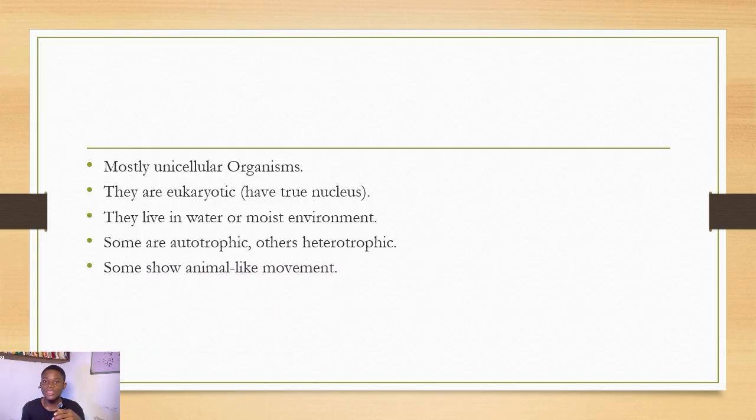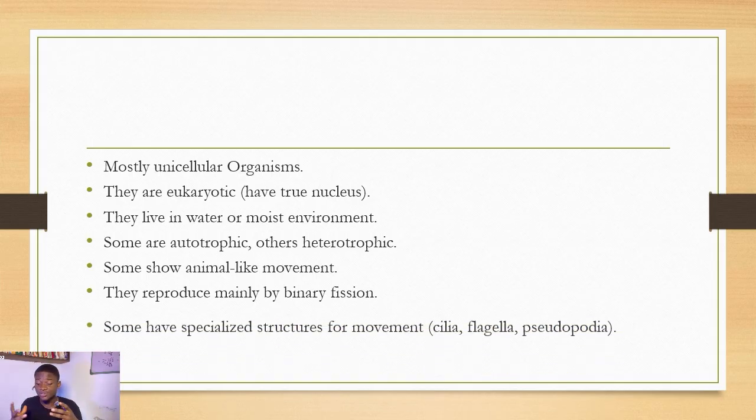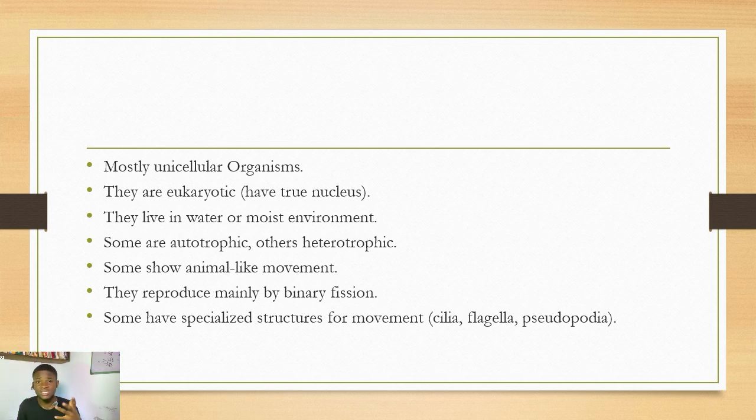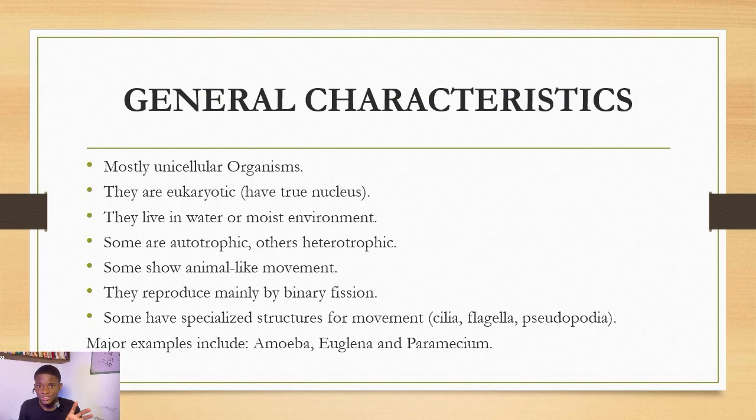Next, they reproduce mainly by binary fission. That is, one organism divides into two, then the two divide into two again. They have specialized structures for movement, from flagella to cilia to pseudopodia. Major examples include Amoeba, Euglena and Paramecium. So these are the general characteristics of Kingdom Protista.